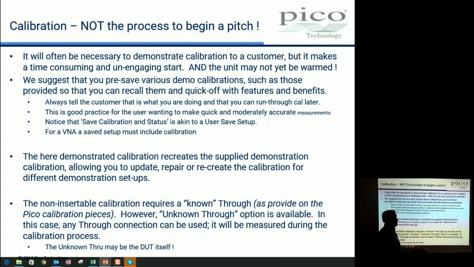The unknown through can be literally anything. If you were testing cables, it could be a cable. If you're testing amplifiers, it could be an amplifier. The unknown through is a matter of convenience, especially when you don't have a known through.